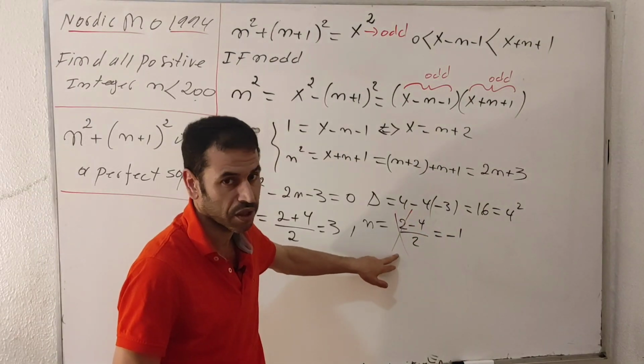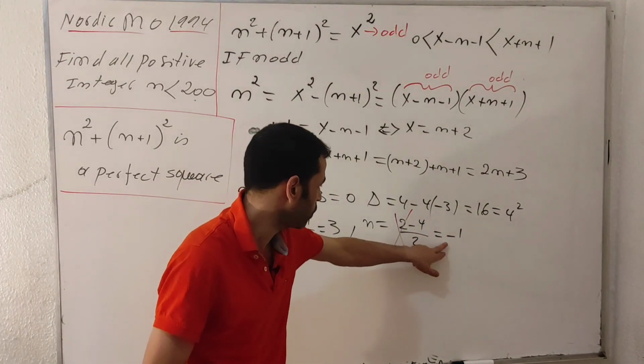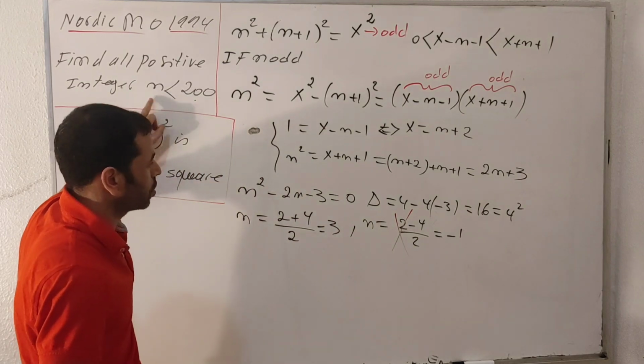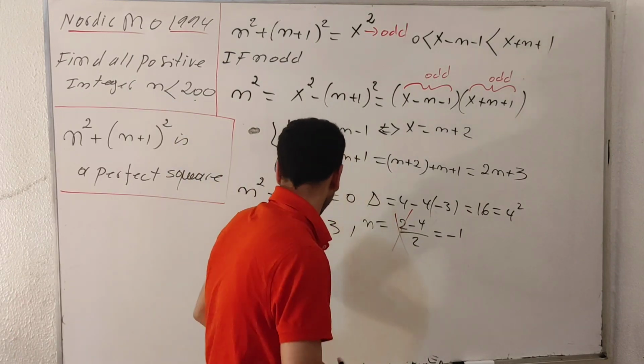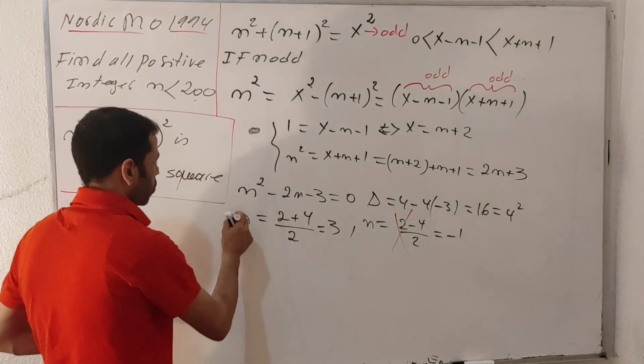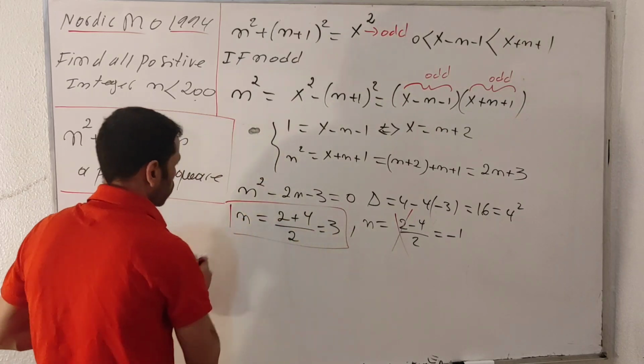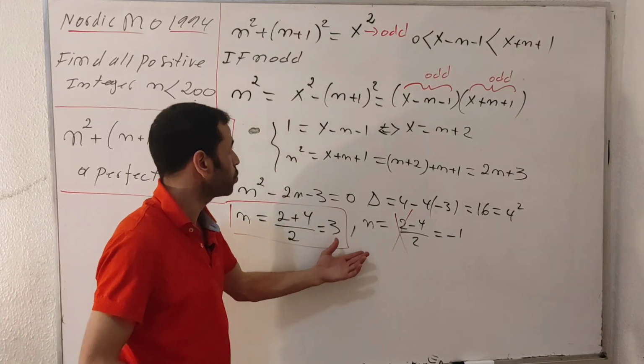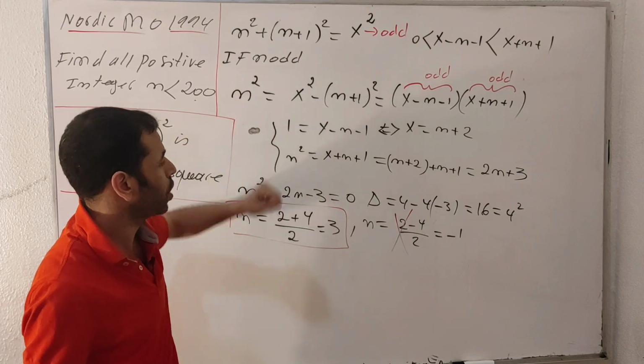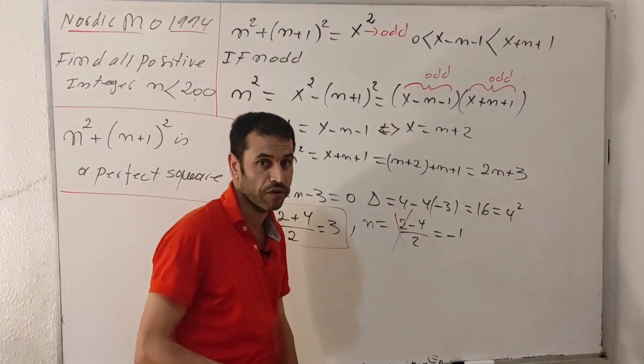This one is not taken as a solution because we have a negative here, since we have positive numbers here. So that means the only solution that we have is n equals 3. This happens when n is odd. Now we are going to check when n is even.